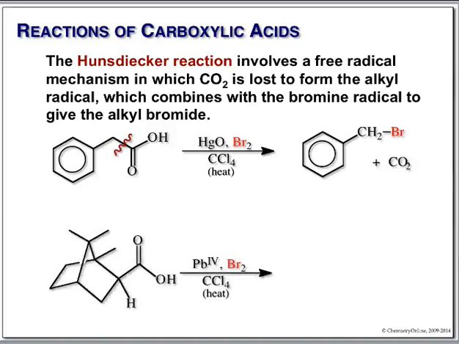When you see Hunsdiecker conditions, you should just automatically say, we're going to lose CO2, replace the carboxylic acid with a bromine. Now, why would you want to do that? Well, we can do substitutions here now, can't we? Makes it nice and active. In this case, we're simply going to split off our CO2. Bromine is going to be attached here. And that's our product.